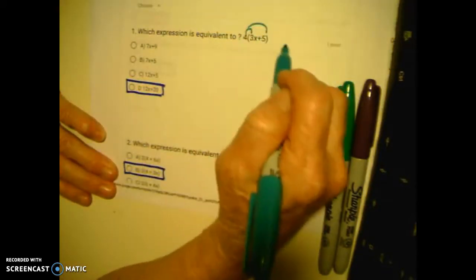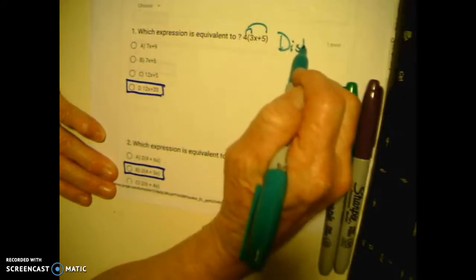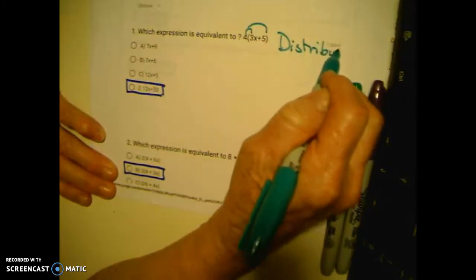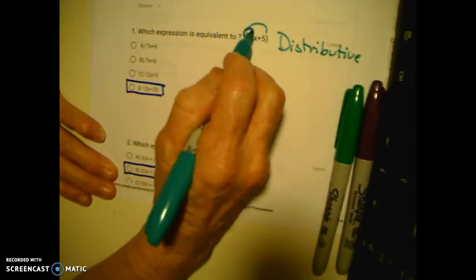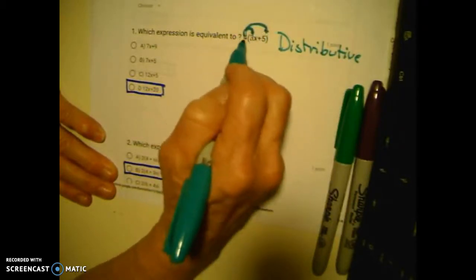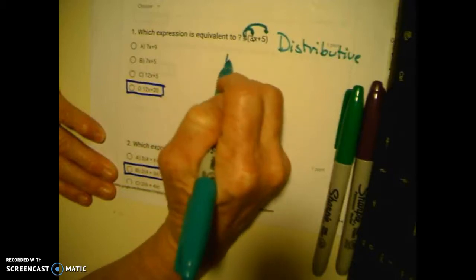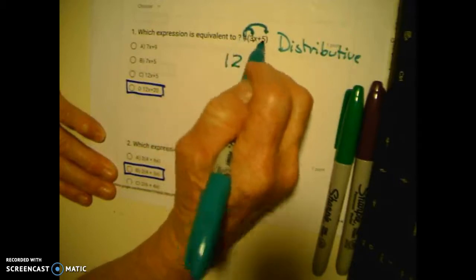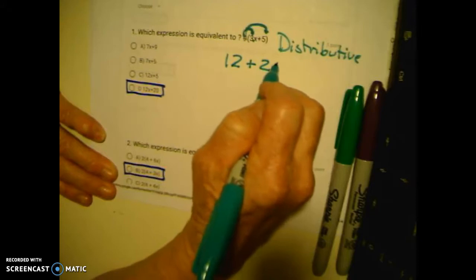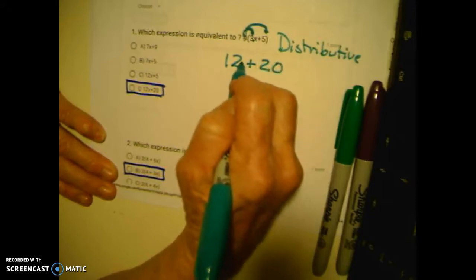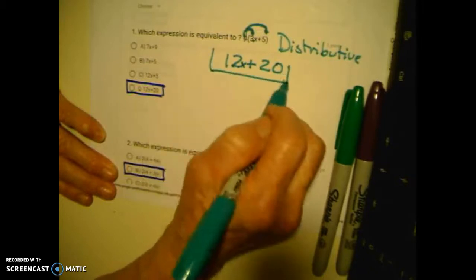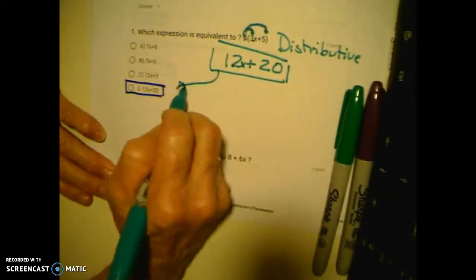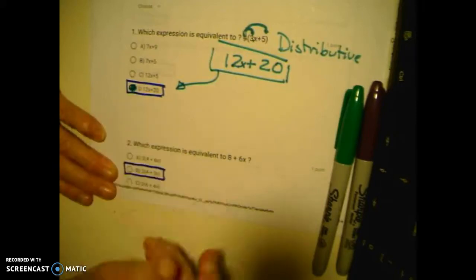We know we're just going to use the distributive property. I take my 4 and I distribute it to each element. 4 times 3x is 12x. 4 times 5 is 20. The correct answer is 12x plus 20. It is answer choice D.